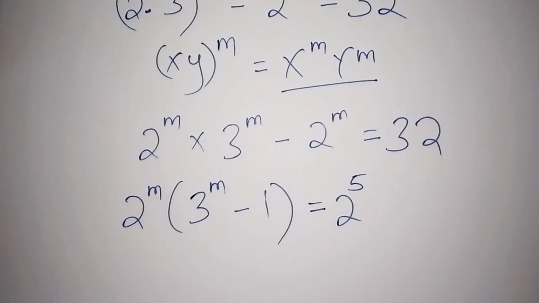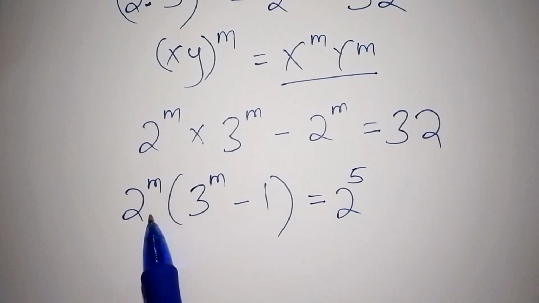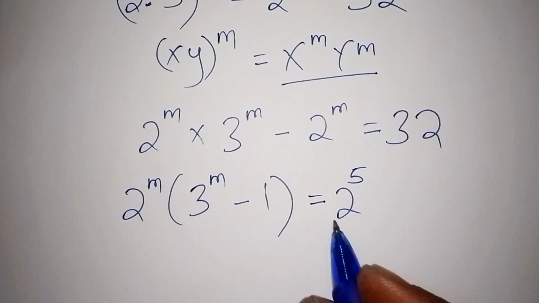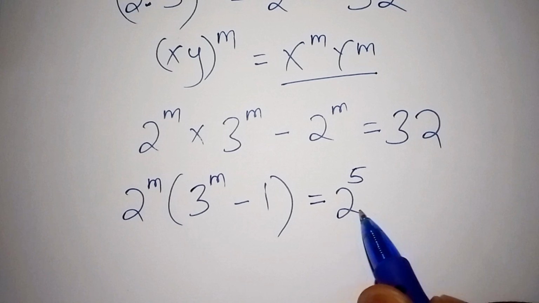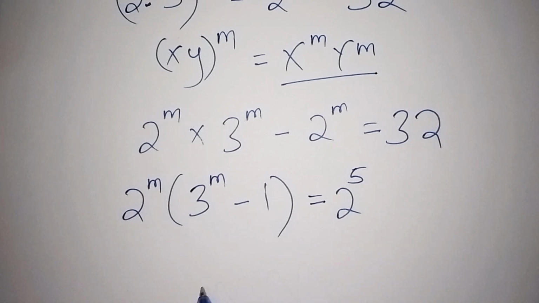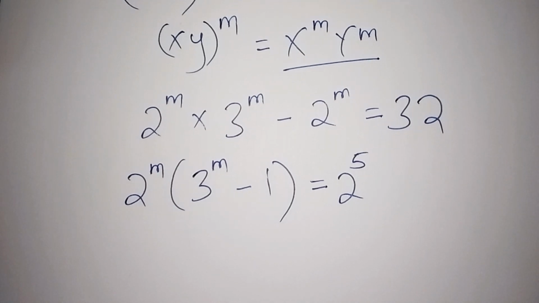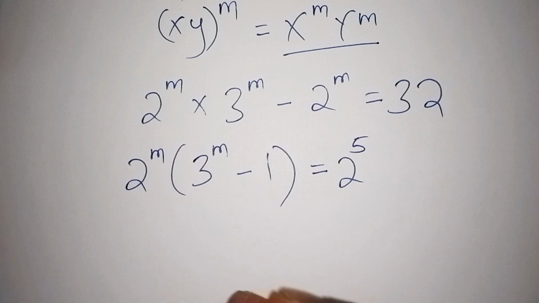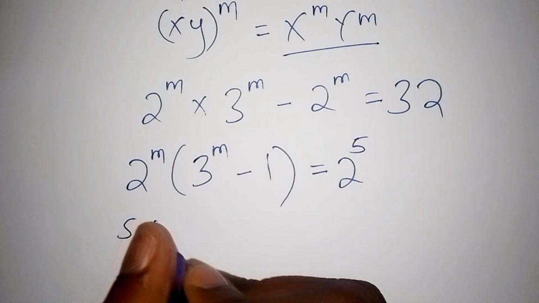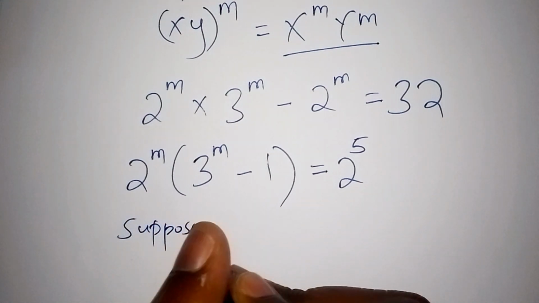In this case, we want to look for a number that when you work it out shall give us the result 2 to the power of 5, or 32. So now we can start the trial. Suppose we have the number, and the number must always be positive. Suppose we have the number as 1.